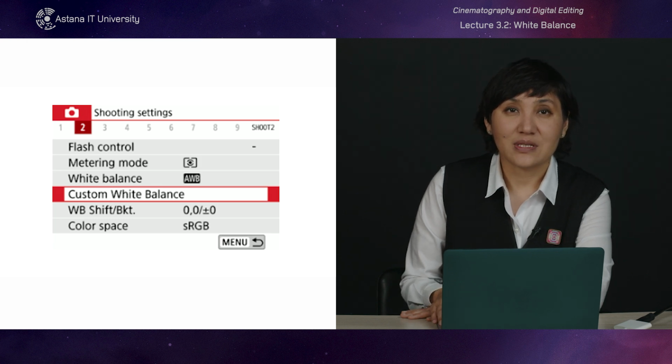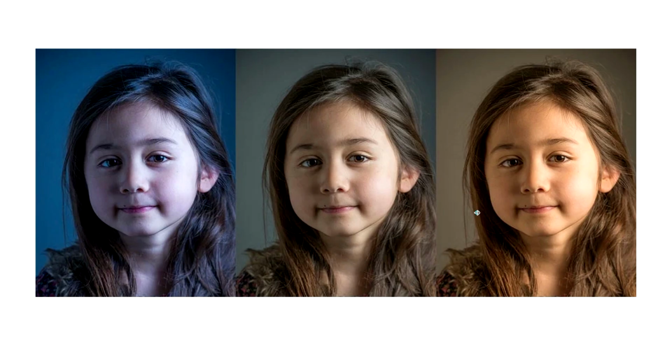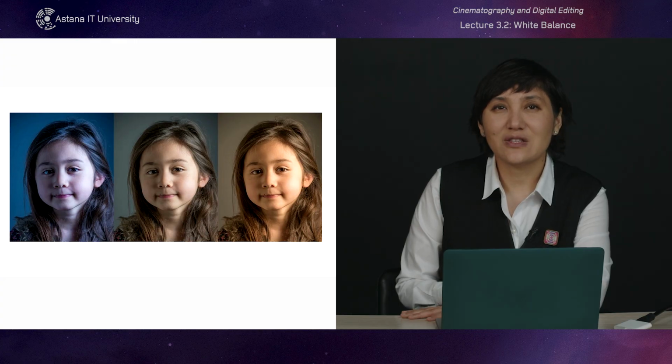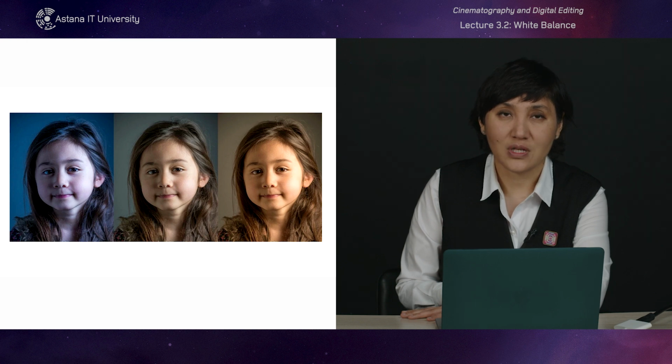For example, setting the white balance to a cooler color temperature than the actual lighting can create a cold, desaturated look, which might be used to evoke feelings of isolation or sadness. Conversely, setting the white balance to a warmer temperature can create a cozy, nostalgic atmosphere, which might be used in scenes meant to convey warmth and comfort.